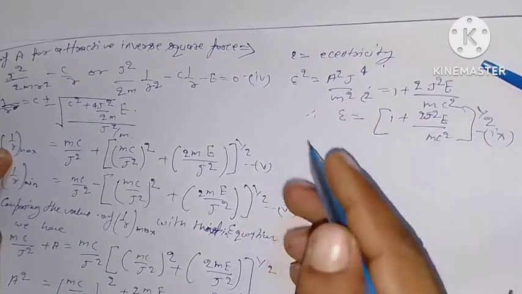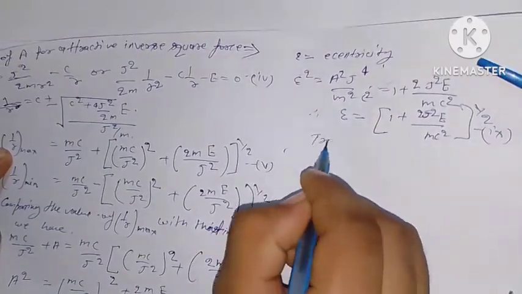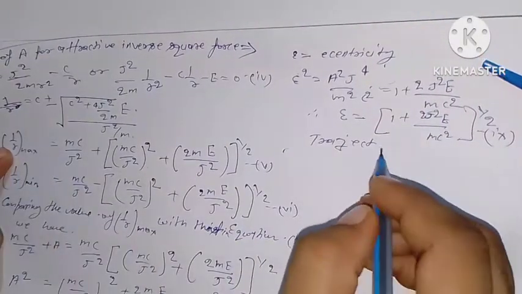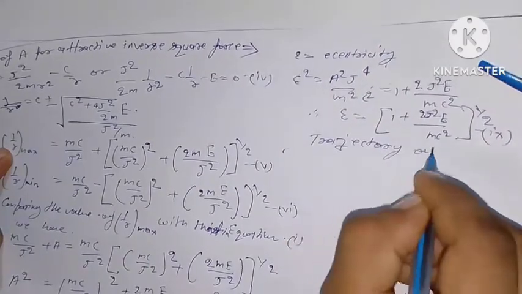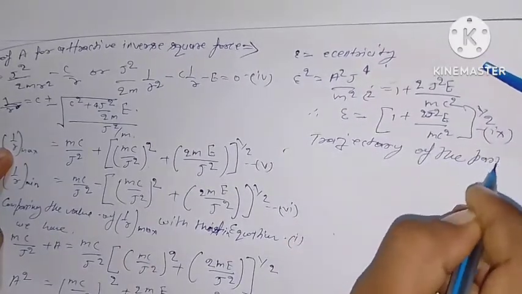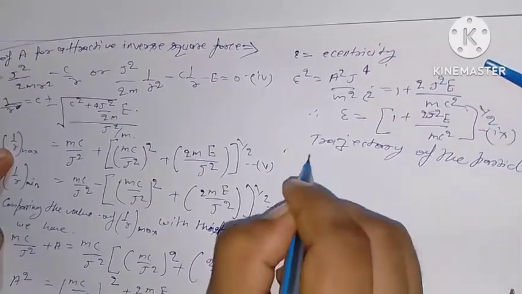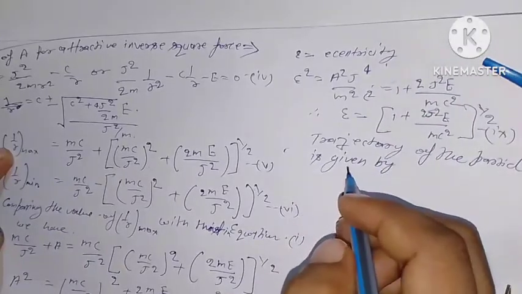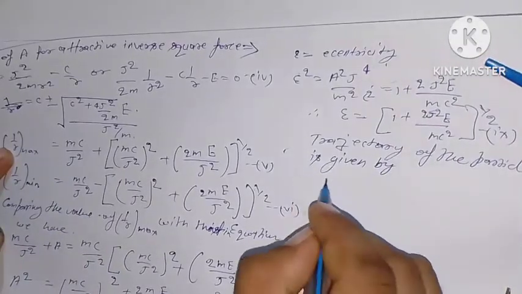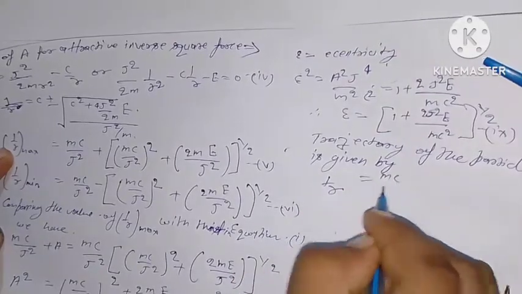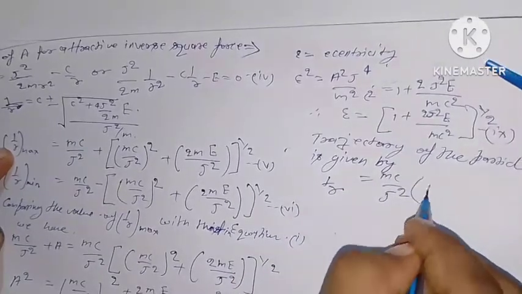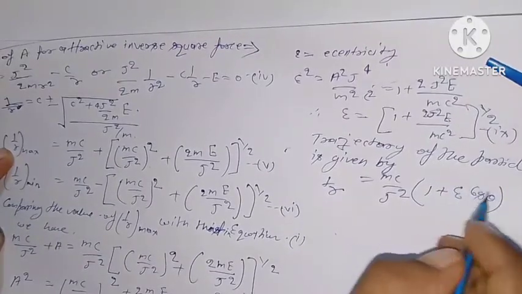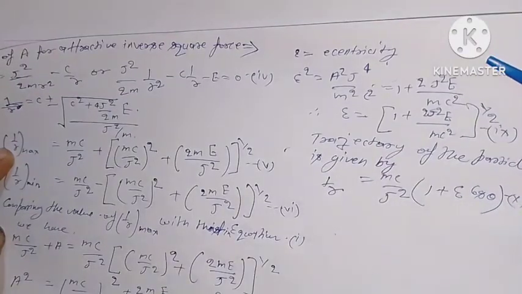And the trajectory of the particle is given by 1/r = (mc/J²)[1 + ε cos θ]. This is equation number 10.